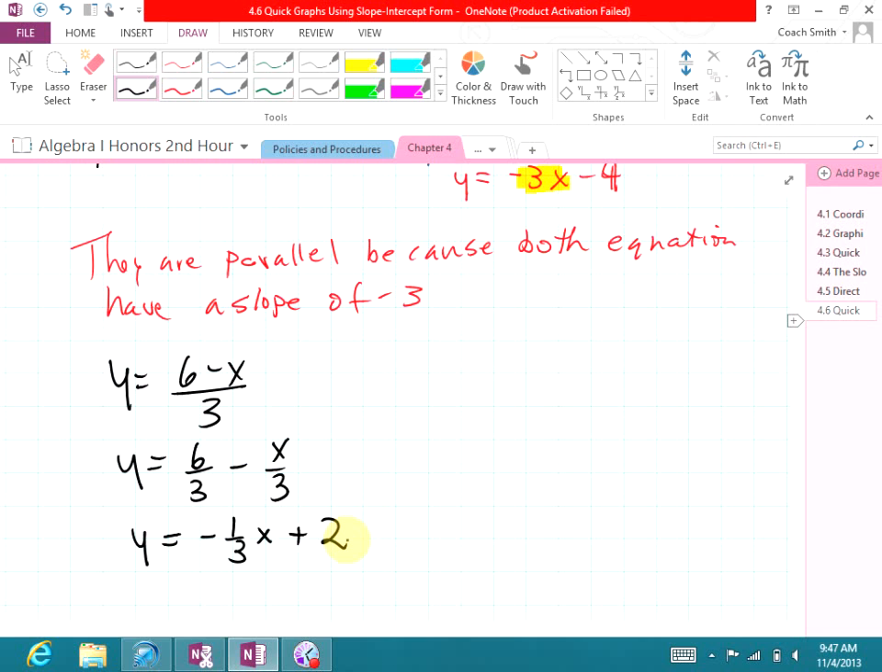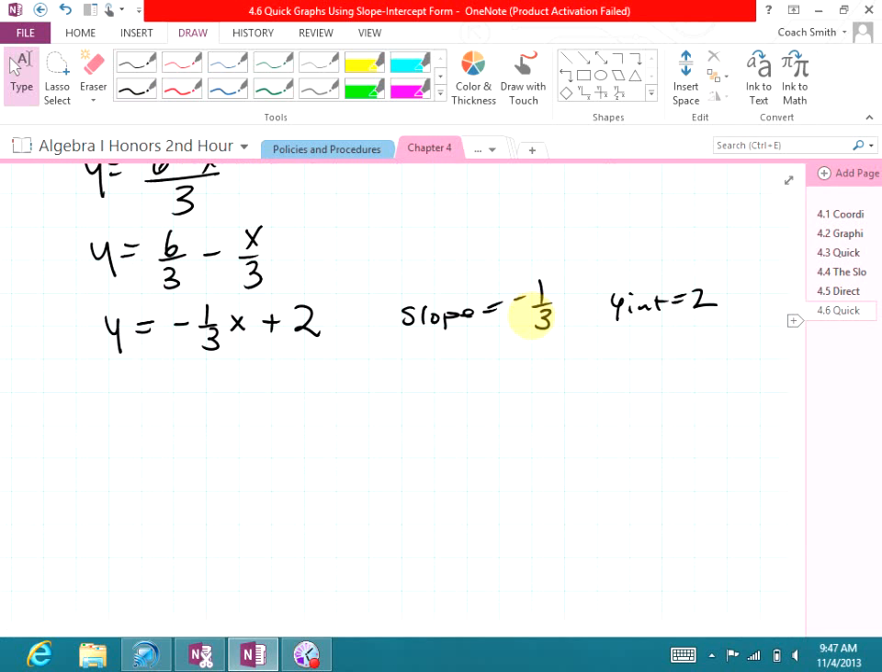Now the actual answer is the slope equals negative 1/3. The y-intercept equals 2. They don't want you to graph those, so you don't have to graph it. Now, number 44. Number 44 says 5 times x plus 3 plus y equals 10x.